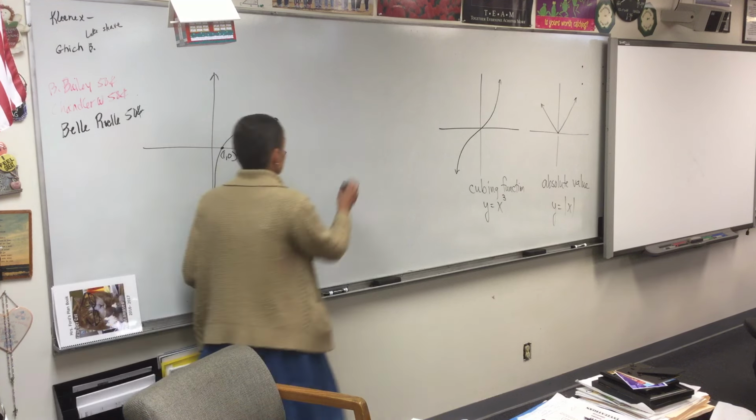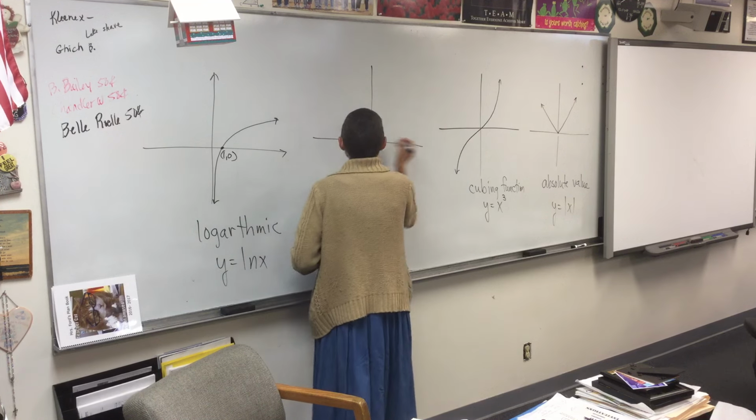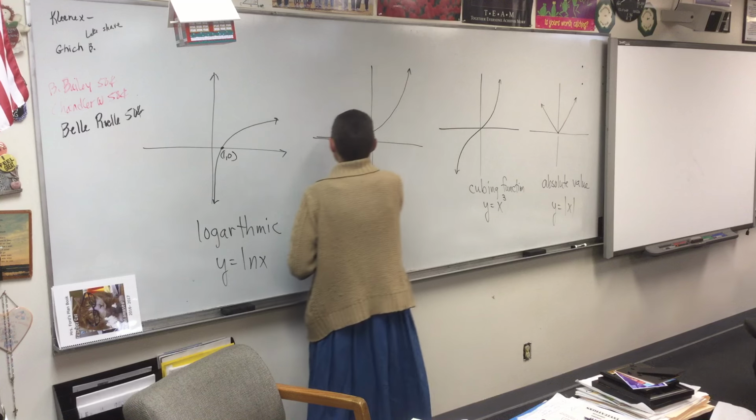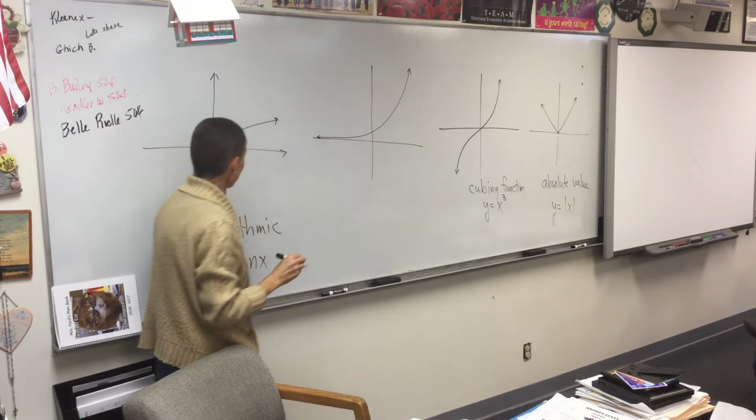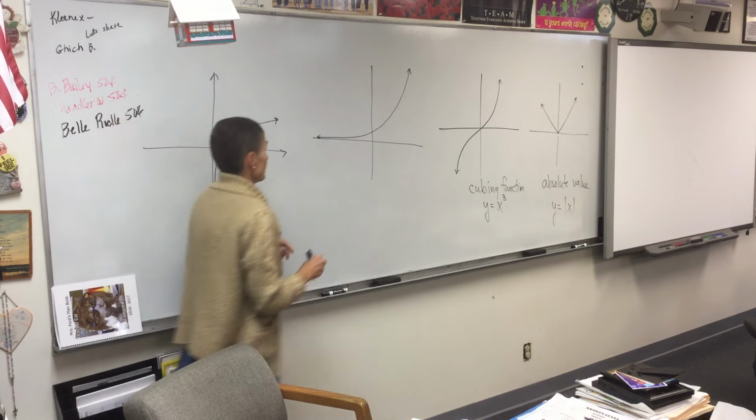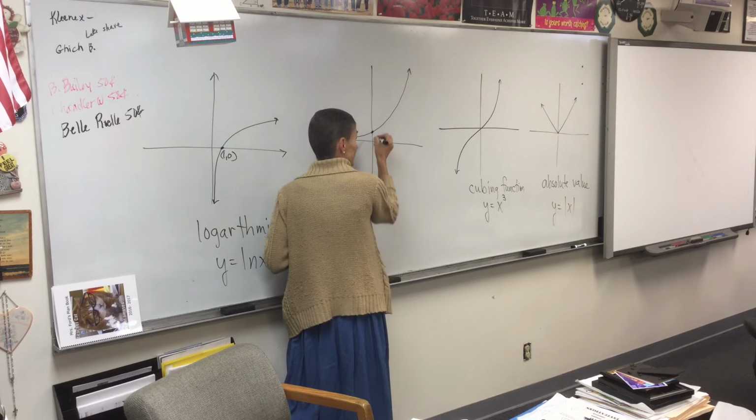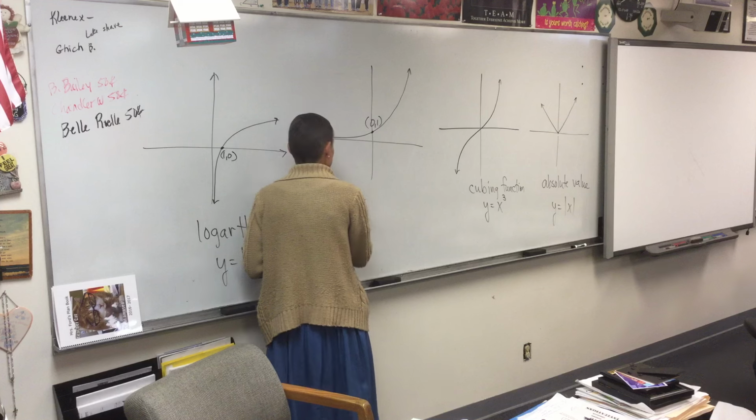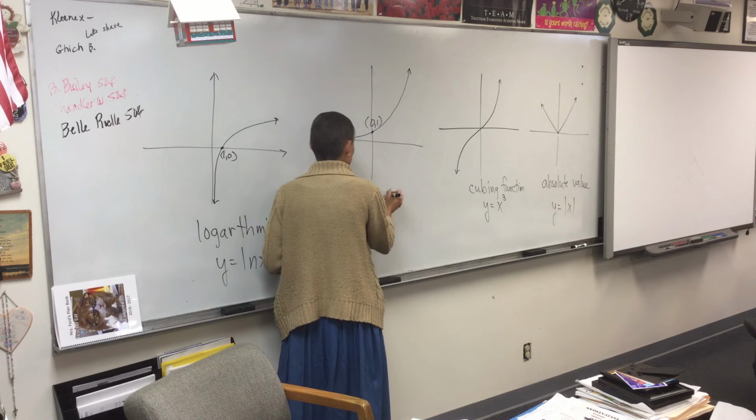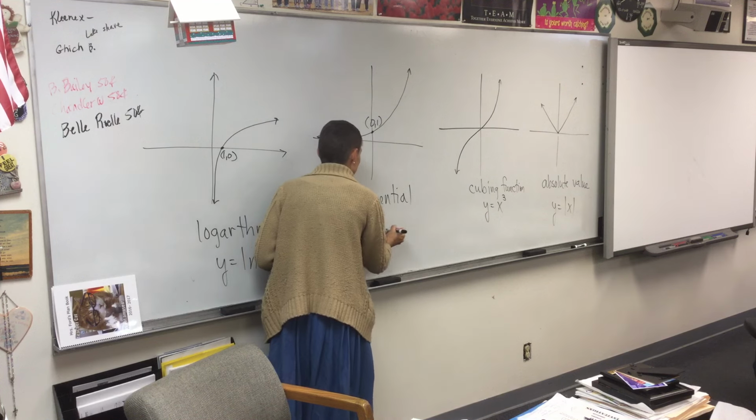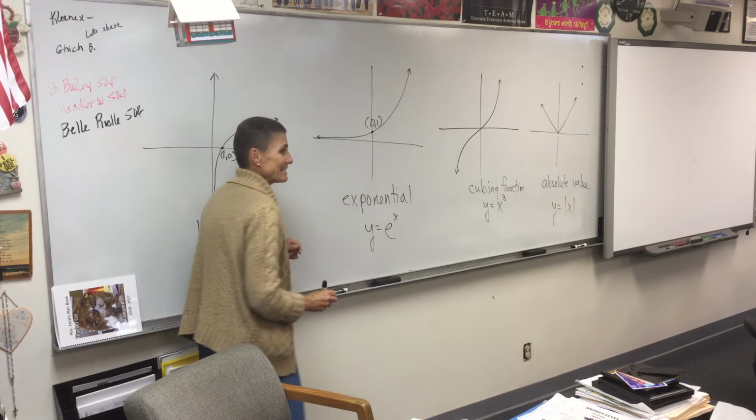And then we have kind of the opposite of that one. It looks like this. See how they're kind of closely related, but kind of flips of each other? This is the point. You want to take a wild guess? 0, 1. 0, 1. Very good. That's the point 0, 1. This is your exponential function, and its equation is y equals e to the x.